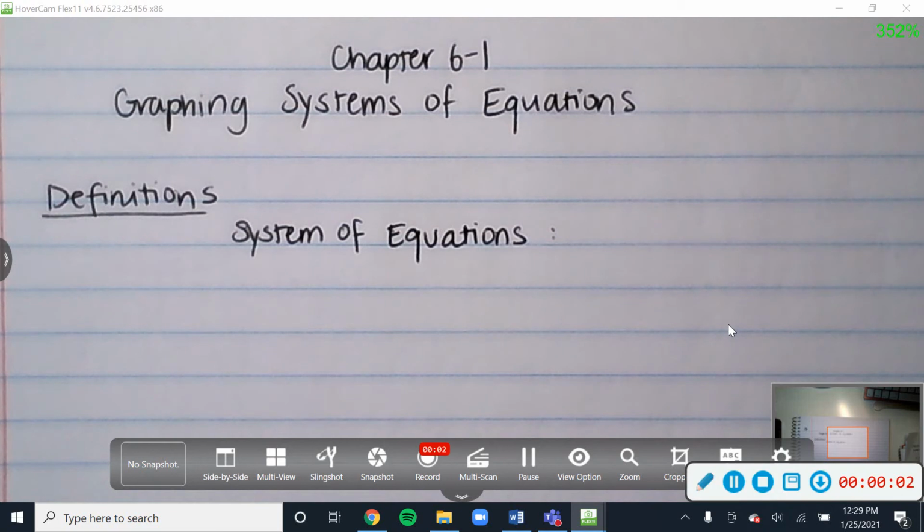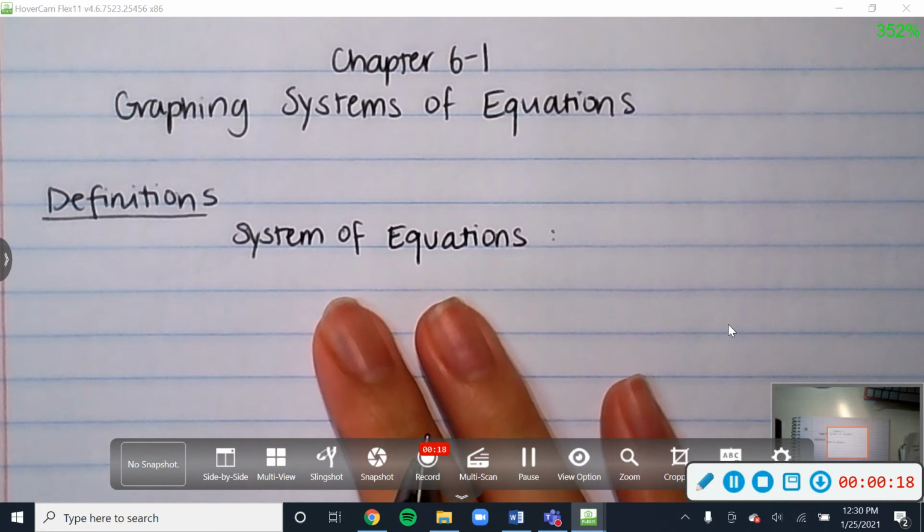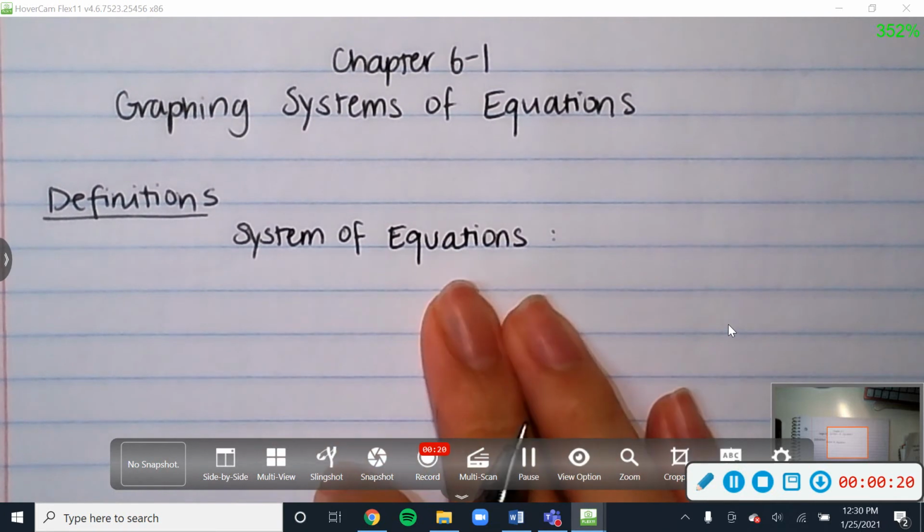So this is chapter 6-1, Graphing Systems of Equations. We're going to start with definitions. Make sure that you're still taking notes along with the video so that you can have these to look back on. So the first definition, this is the most important definition, is system of equations.